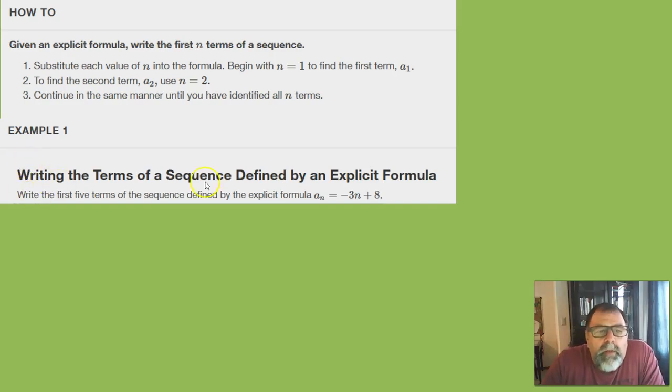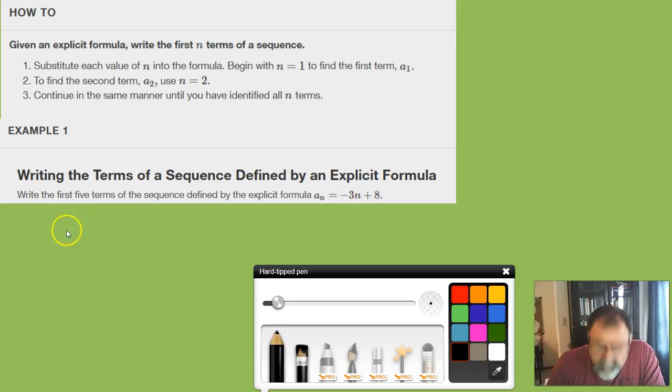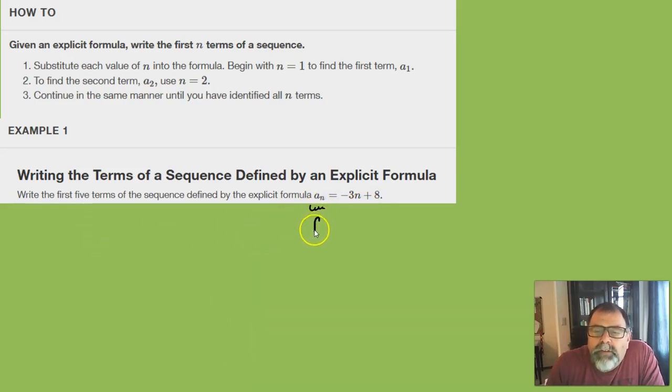Example 1, writing the terms of a sequence defined by an explicit formula. Write the first 5 terms of the sequence defined by the explicit formula a sub n equals negative 3n plus 8. So basically what I tell my students, just think of this as an alternate function notation. If we did f of n is equal to negative 3n plus 8, then most students don't have trouble doing this. We're pretty comfortable with this function notation.